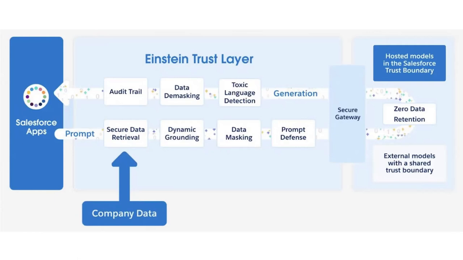And finally, there is the audit trail. The audit trail is used to take care of high quality data. It will audit compliance. All the responses through this trust layer will be audited for compliance reasons. So these are the core capabilities of the Einstein Trust Layer.